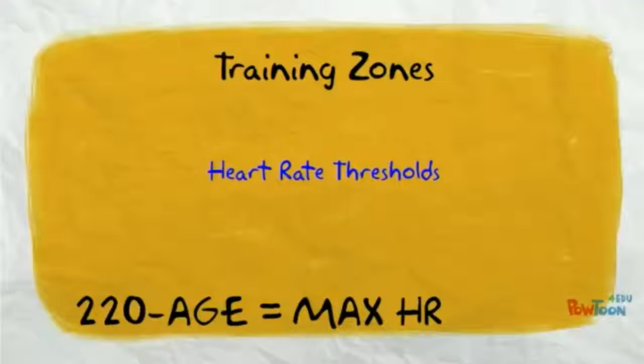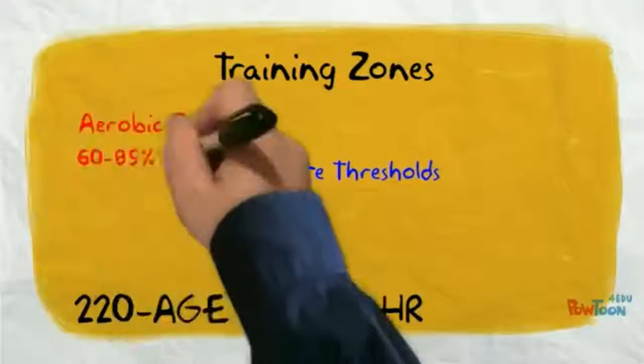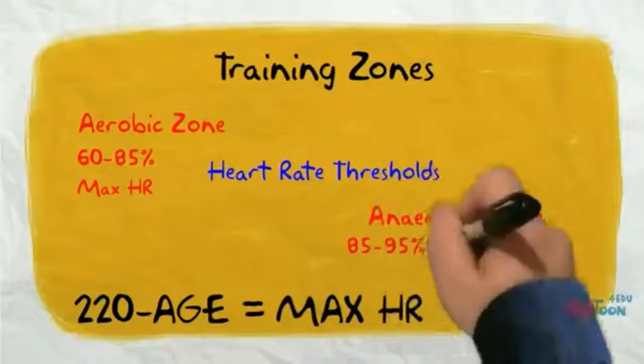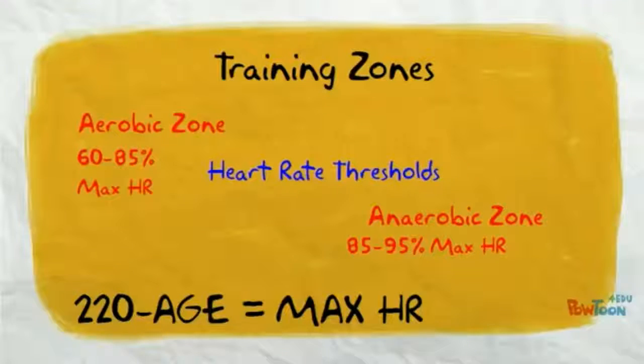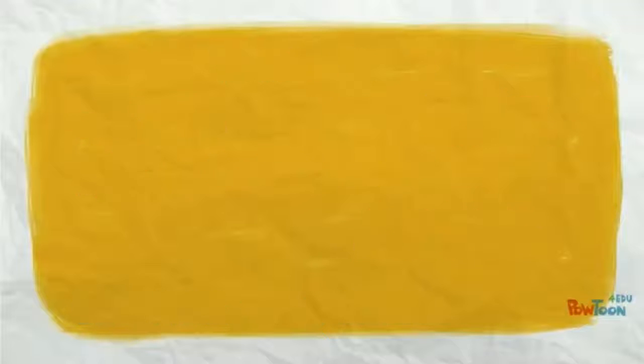They then have to work out the percentage of their maximum heart rate they need to work at in order to develop their specific fitness requirements. For aerobic endurance, athletes need to train between 60 to 85% of max heart rate, anaerobic between 85 and 95% of max heart rate, and for maximum speed they need to train between 95 and 100% of max heart rate.